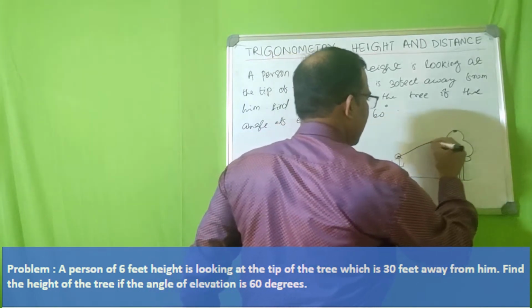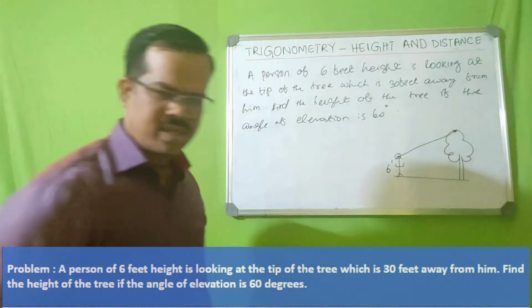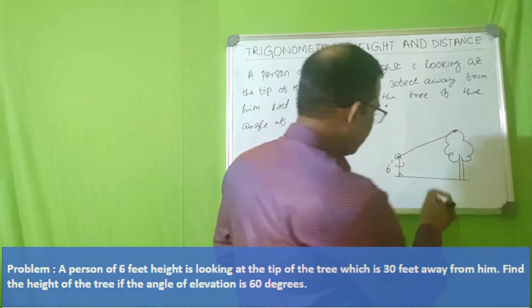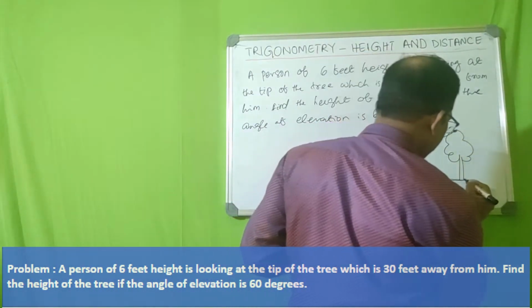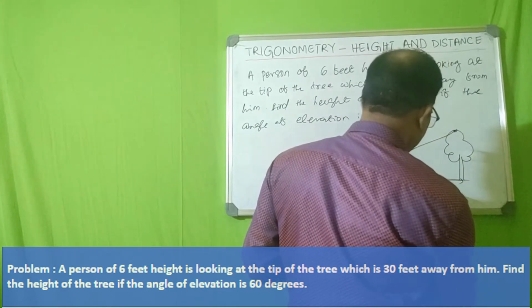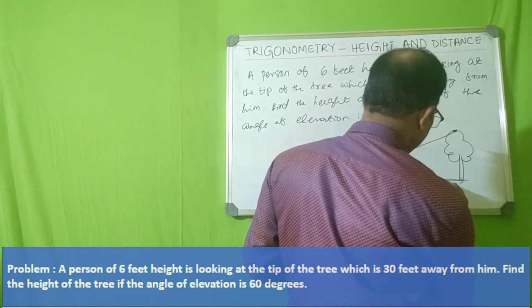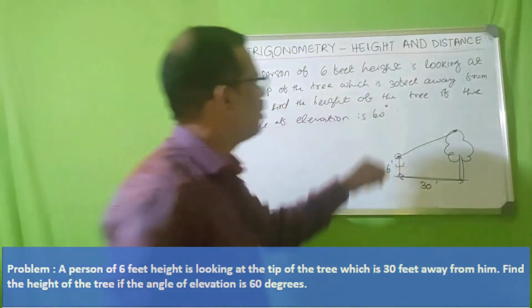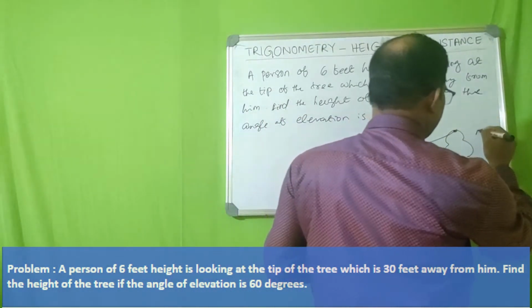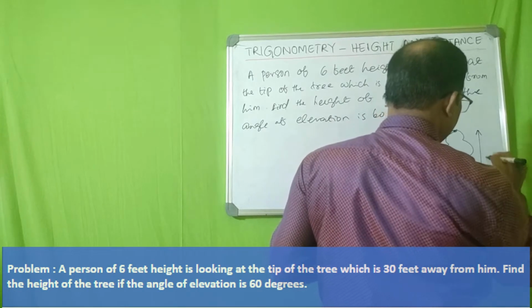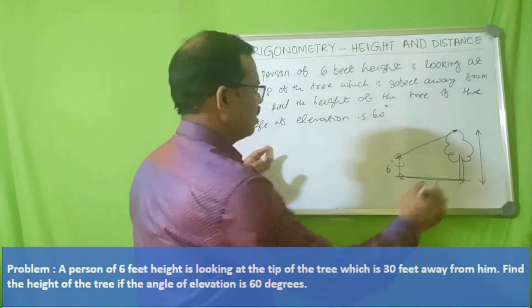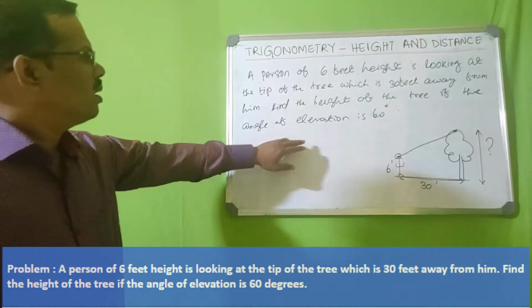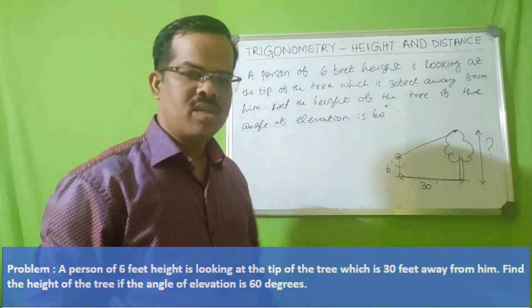So his line of sight is this, which is 30 feet away from him. This distance between the tree and the person is 30 feet. Find the height of the tree. It is asking for the height of the tree. This is what you have to find out, if the angle of elevation is 60 degrees.